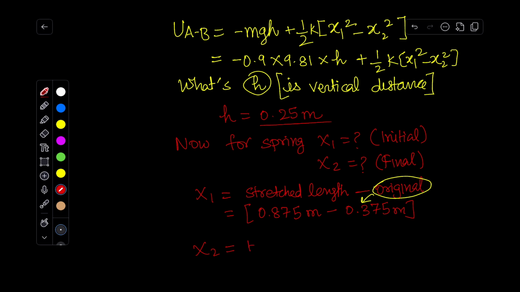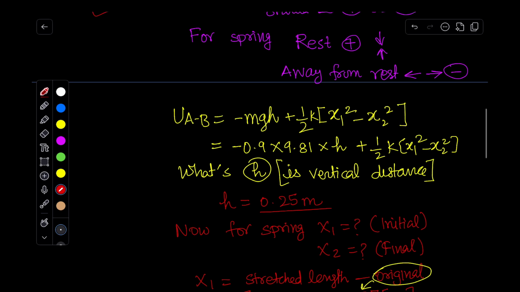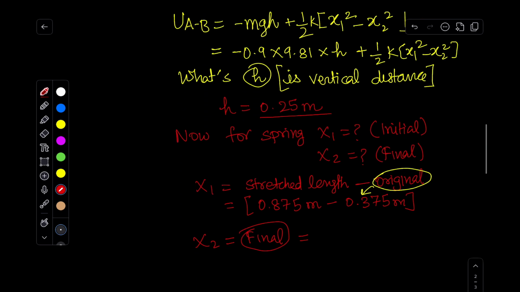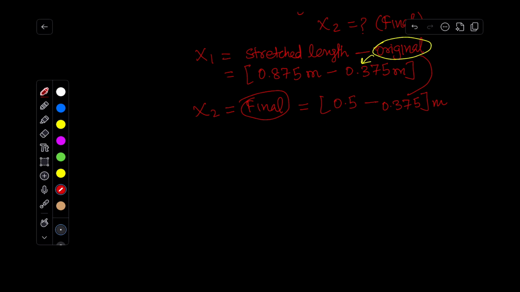The next is the final position as per this problem, at position B. In that condition, the actual length in this problem right now is 500 millimeter at position B, and we subtract the unstretched length of the spring, that is 0.375. So I hope x1 and x2 are clear. So now you put all values in the work equation and you can easily calculate the unknown velocity here.